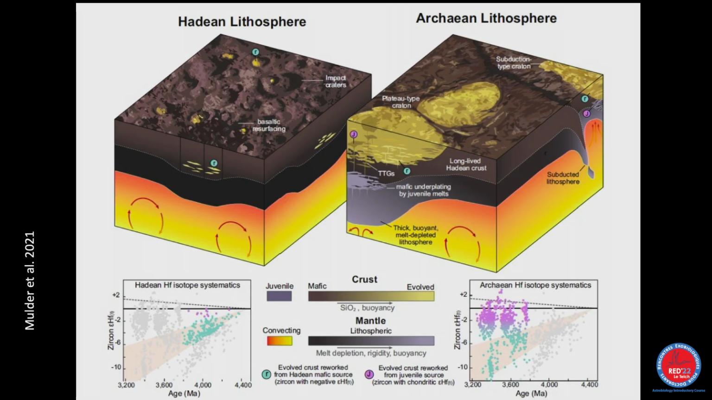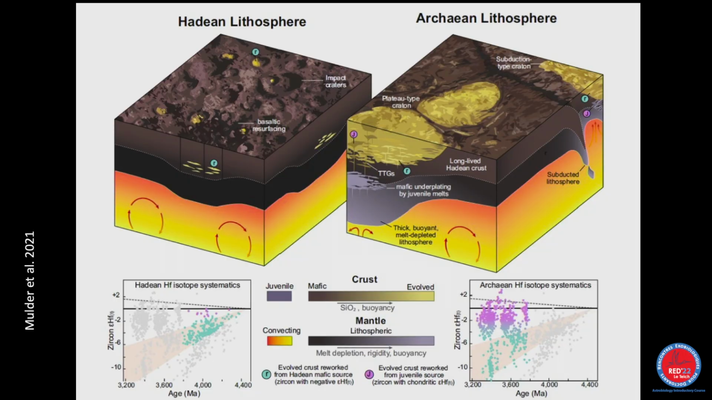So let's have a look at the block diagrams provided by Mulder et al. This is Hadean lithosphere, and below is Hadean hafnium isotope systematics, and Archean lithosphere with Archean hafnium isotope systematics. These bars show crust evolution and mantle evolution. If you look at the first block diagram, we have convecting mantle, and we have a stratified lithosphere with ultramafic crust here. And due to impacts or small intracrustal differentiation, we may have small pockets of felsic material. And if we have zircons from these small pockets, the zircon epsilon hafnium will keep the value within this area.